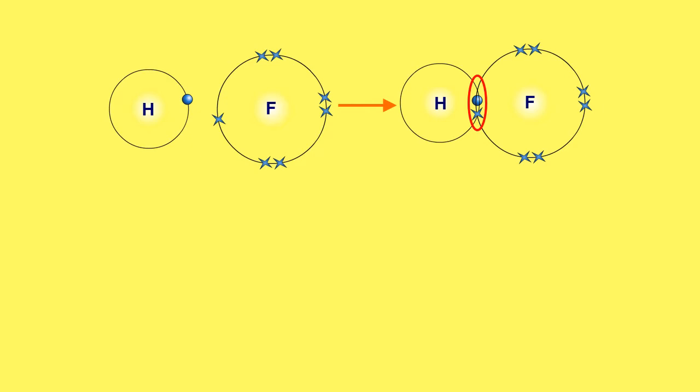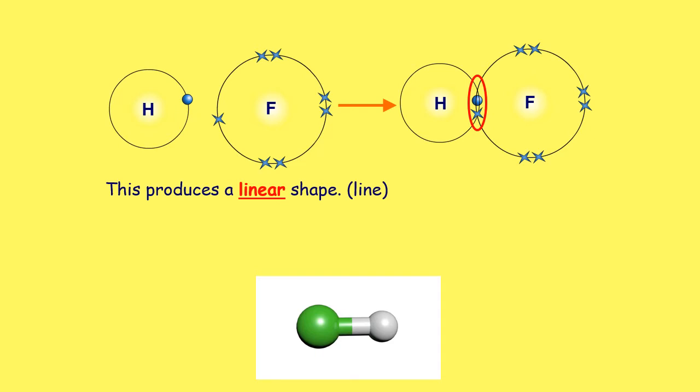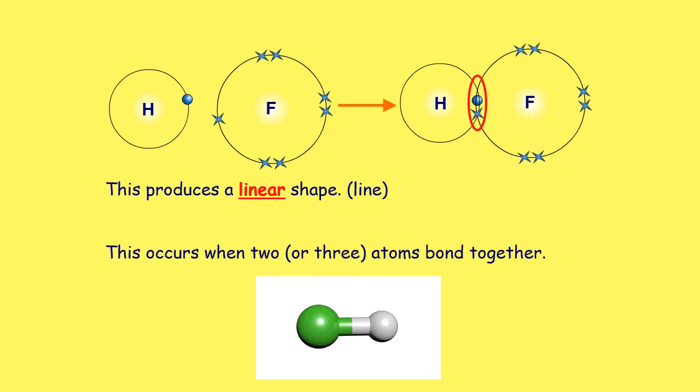Now, you can see from this diagram, we've got that single covalent bond formed. If we were to represent this molecule, we would see 2 atoms with 1 bond in the middle, and it is a linear shape. Now, linear just means line-shaped, but you need to use the word linear, not the word line, if you were describing the shape of the molecule. And you can get a linear shape when 2 and sometimes 3 atoms bond together.